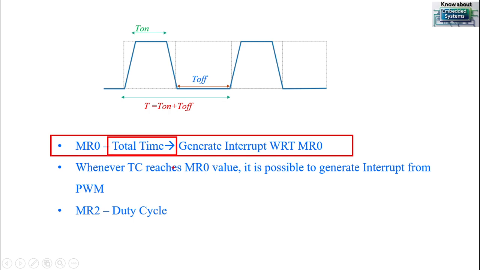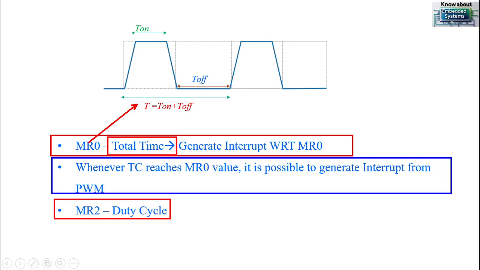So it is similar to timer interrupt generation only. There is not much difference between PWM and timer, but there is a slight difference. Here, MR0 will hold the total time duration. In our pulse width modulation, MR0, where MR stands for match register 0, will hold the total time duration T, which is equal to T on plus T off. MR2 or MRX, you can say, like MR1 to MR6, there are different match registers. Those match registers will hold the duty cycle, nothing but on time period. So whenever you want to generate interrupt from the PWM, we have to generate it with respect to MR0.